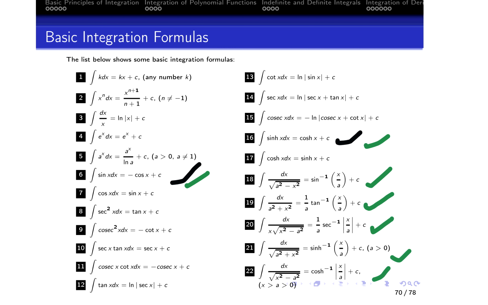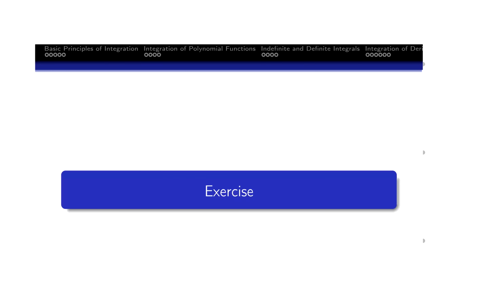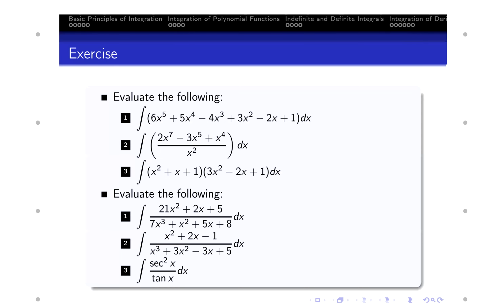So that takes us to some exercise. I have several of them under integration for you to try your hands on. So let's talk about some exercise like that. First of all, you look at this, you want to evaluate the following: 6x raised power 5 plus 5x, all the 1 to 3.